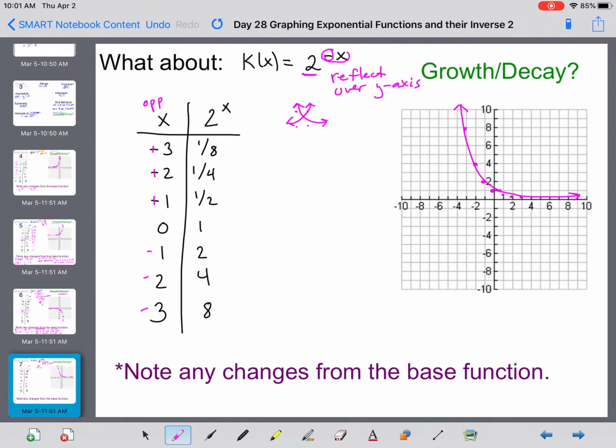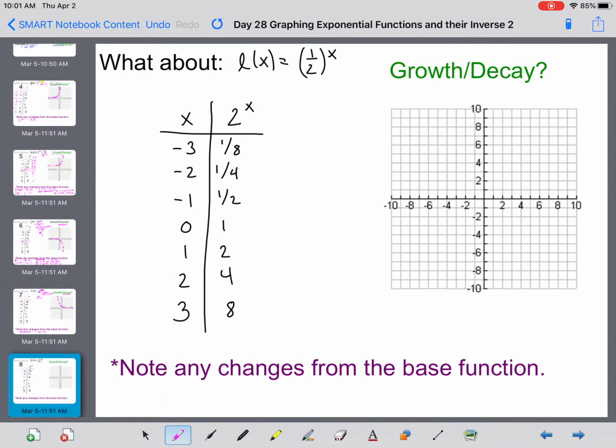So looking at my picture, I can now see that I'm going to be working with a decay function. So it wasn't enough just to be able to look at that 2, that negative there really did play a big part here. And what are the changes from the base function? Well, it looks like it's now just a decreasing function. So I have intervals of decrease over the domain of the function.